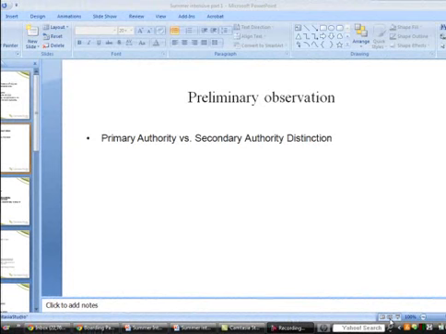Preliminary points. Primary authority versus secondary authority distinction. Before delving into research of statutory laws, keep in mind the distinction between primary authority and secondary authority. Primary authority is the actual law that is binding if applicable. In our context, statutes and regulations are examples of primary authority. By contrast, secondary authorities are designed to facilitate an understanding of primary authority. Examples are learned treatises and model codes.